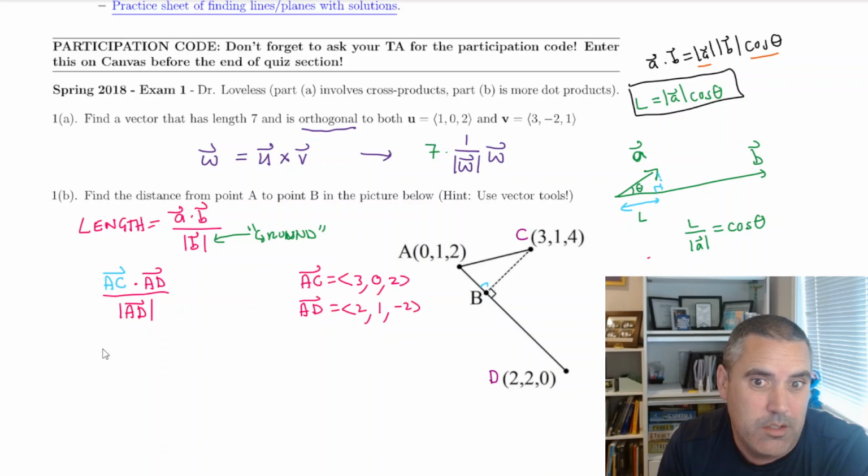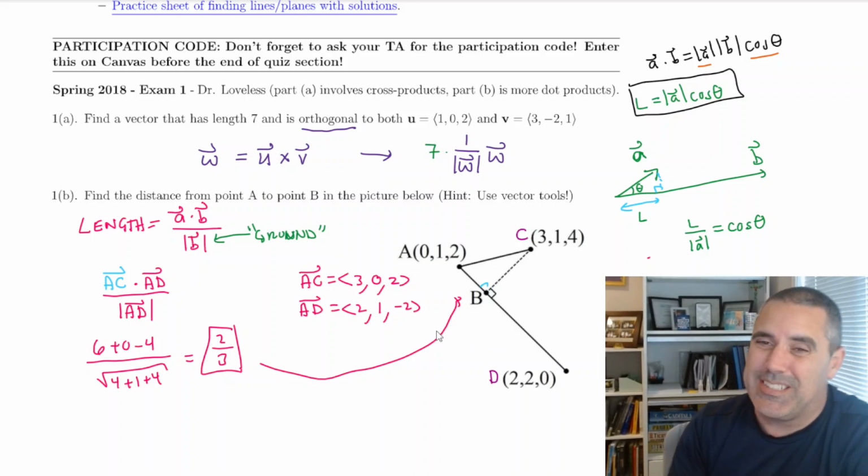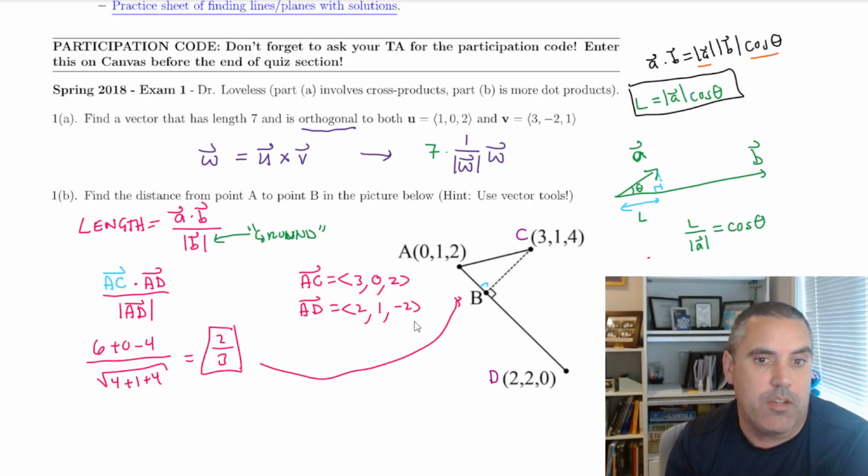It's fairly quick. So this problem I actually could do without much effort. And then you divide by the length of AD, which is, I think, the square root of 9, because it's 4 plus 1 plus 4. So it's going to be 2/3. So ultimately, this is not supposed to be something confusing. It's a nice little side application of the dot product.